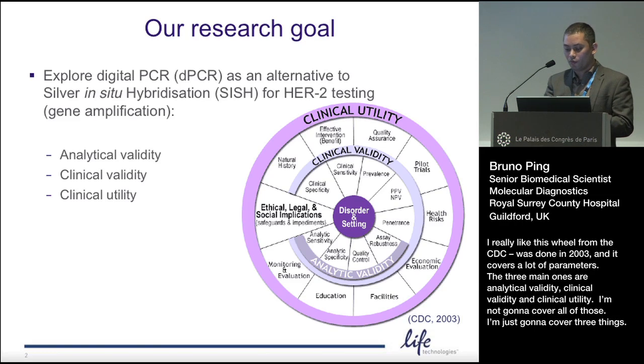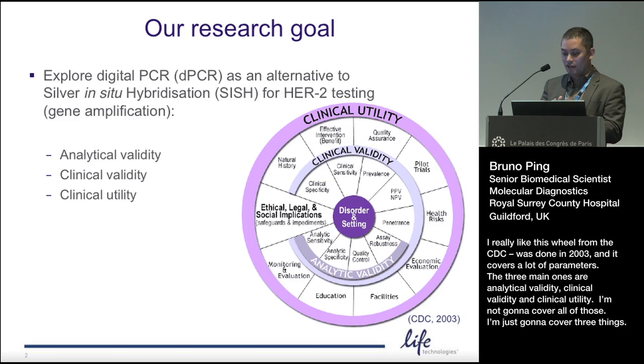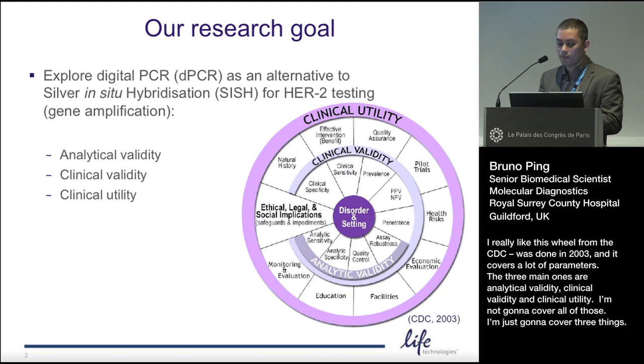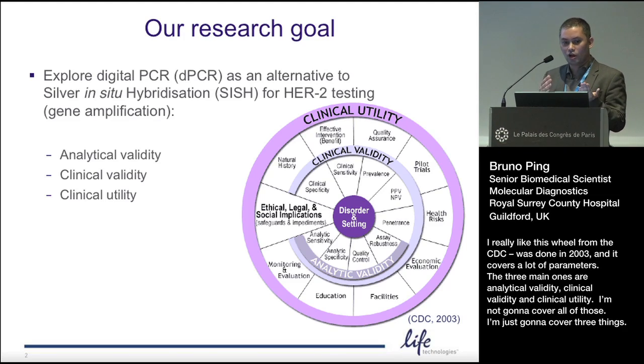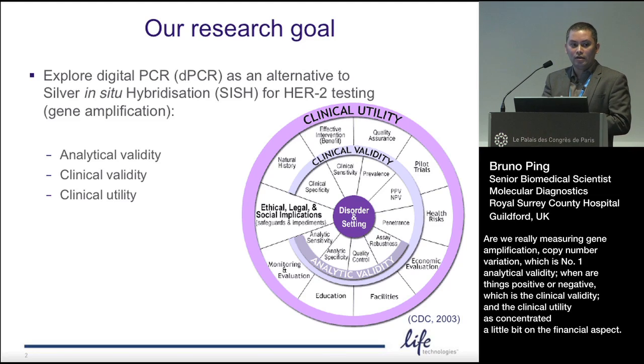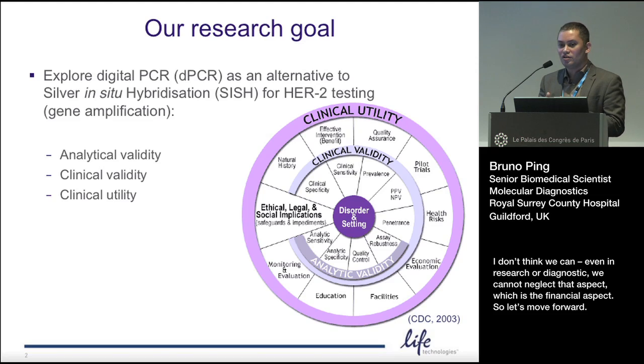I really like this wheel from the CDC. It was done in 2003, and it covers a lot of parameters. The three main ones are analytical validity, clinical validity, and clinical utility. I'm not going to cover all those, just three things. Are we really measuring gene amplification, copy number variation, which is analytical validity? When are things positive or negative, which is the clinical validity? And the clinical utility is concentrated a little bit on the financial aspect. And I don't think we can, even in research or diagnostics, neglect that aspect. So let's move forward.